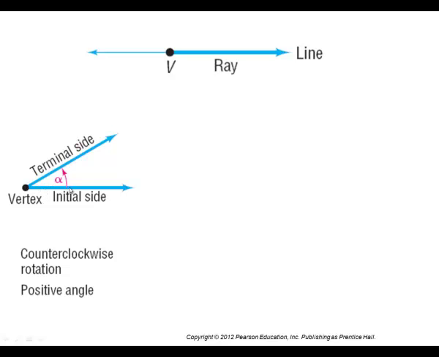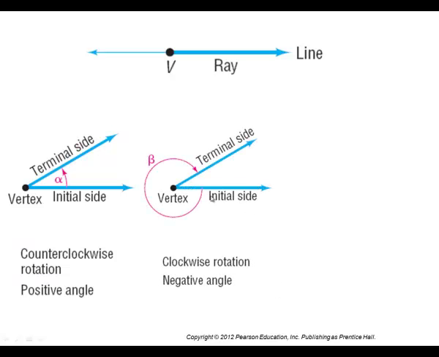And we have an angle alpha, Greek letter alpha, where we have the initial side where we start from, and then the angle ends up on what's called the terminal side. Positive angles go in a counterclockwise direction around the unit circle, and so the angle is positive. A negative angle will go in a clockwise direction, and it will always start from the initial side and end up on the terminal side.